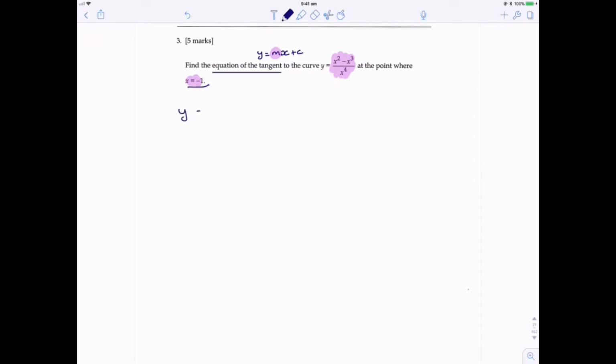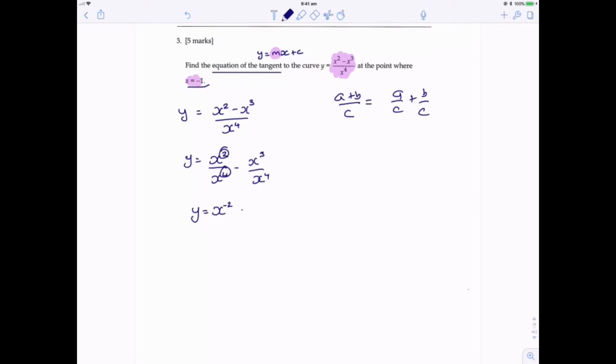So we've got y equals x squared minus x cubed over x to the power 4. Remember this rule, if we've got a fraction over one number, we can just split up the fraction. So our equation is actually x squared on x to the 4 minus x cubed on x to the 4. We can simplify this, so it's actually y equals x to the minus 2. Remember, with indices, you take away the indices when it's divided, minus x to the minus 1.